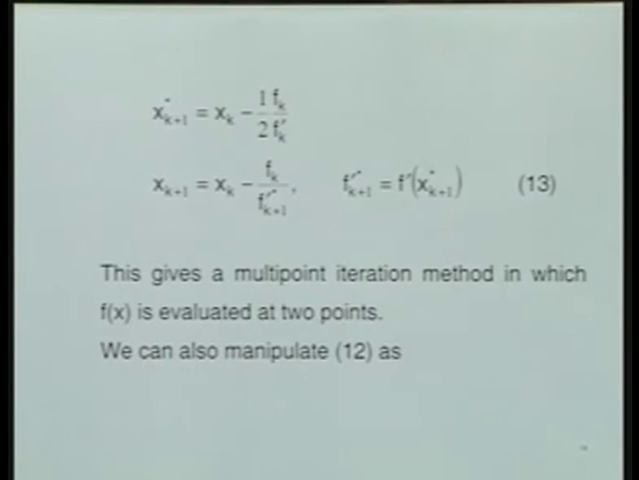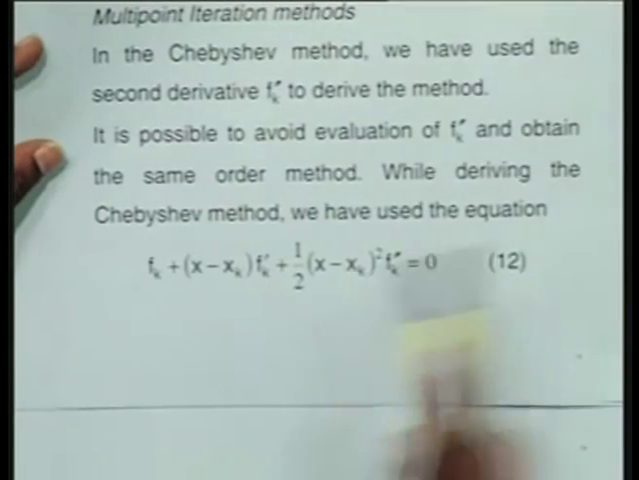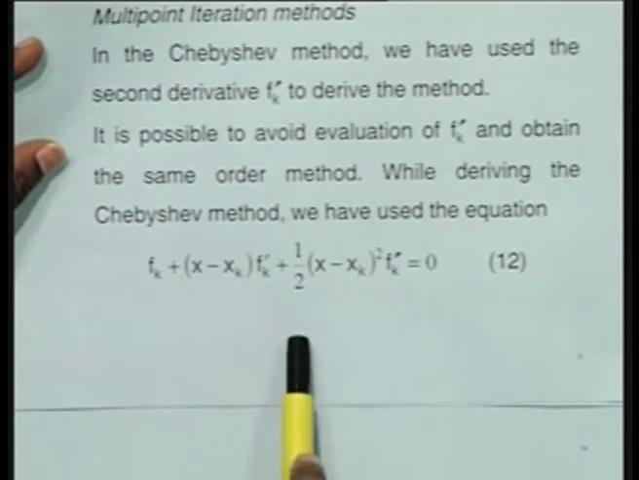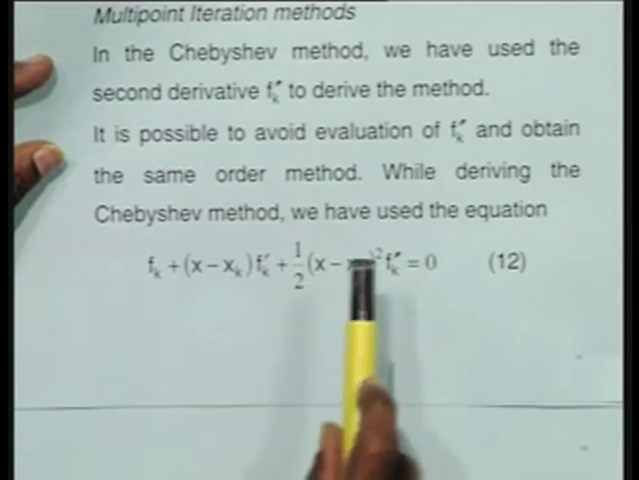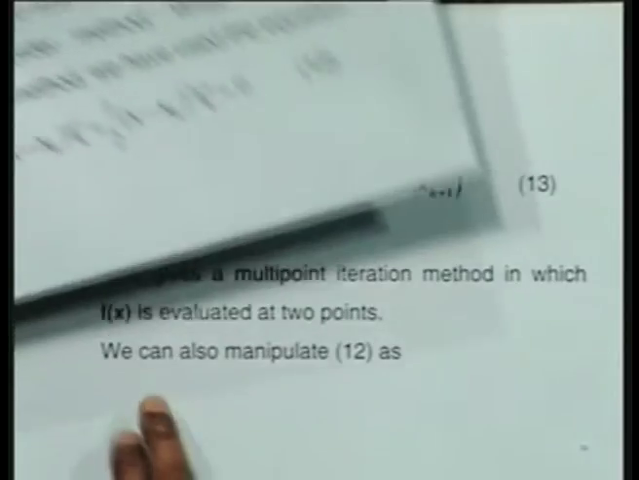Now the starting point for manipulation of this was this step. So we have manipulated this and brought this one step. If I manipulate it in a slightly different way, I can get a different multi-point iteration method. Now let us see how we manipulate this particular thing here.